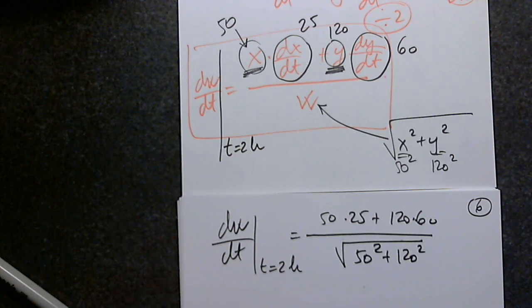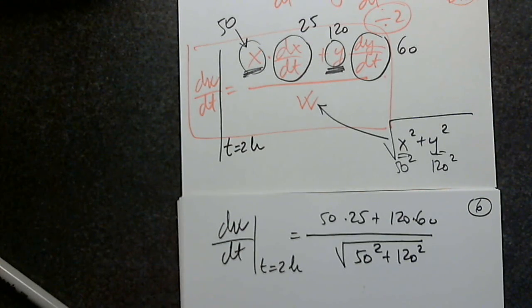I don't recommend doing anything piece by piece. I recommend putting everything in the graphing calculator, but you have to be very careful with parentheses around the numerator. So parentheses, 50 times 25 plus 120 times 60, close the parenthesis, and then we divide by the square root of, you know me, I have to have parentheses, 50 squared plus 120 squared, and close the parenthesis. And now I press enter, and I get 65.